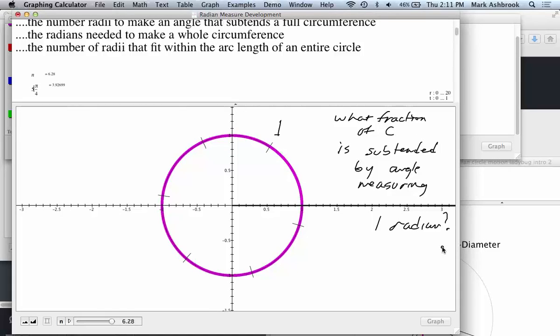Figure it out. What fraction of the circumference is subtended by an angle measuring 1 radian? Everyone do it. You should be able to do this. I'll show it to you. There it is. What fraction of the circumference is that? The angle's rays cut off an arc length. That's subtend. The rays subtend an arc length.